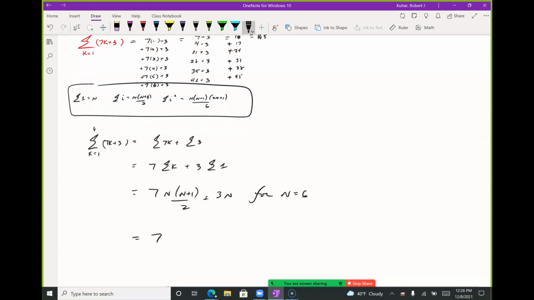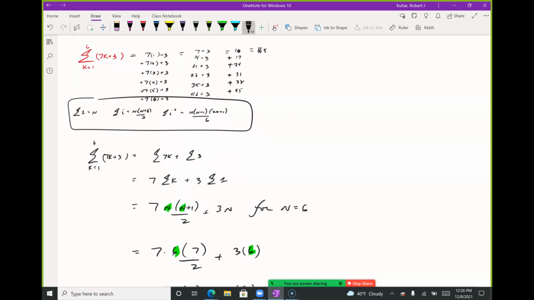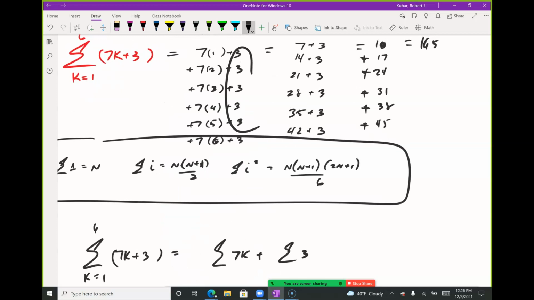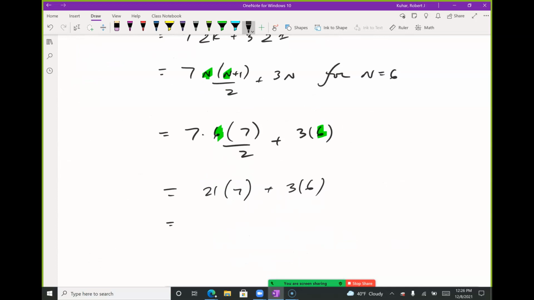So what do I get there? I get 7 times 6 times 7 all over 2 plus 3 times 6, right? For each n, I put in the 6. So I get 21 times 7 plus 3 times 6. You can see the 3 times 6 when I did it up here, right? And that's 165 again, 21 times 7.